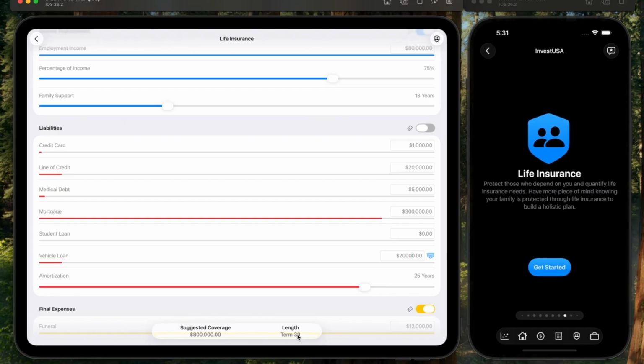Now, a lot of people like to tack on policies, but I'm a strong believer of one and done. Let's just stick with one policy and try to get it all done, because if you're looking to replace term life insurance down the road, it becomes extremely expensive.